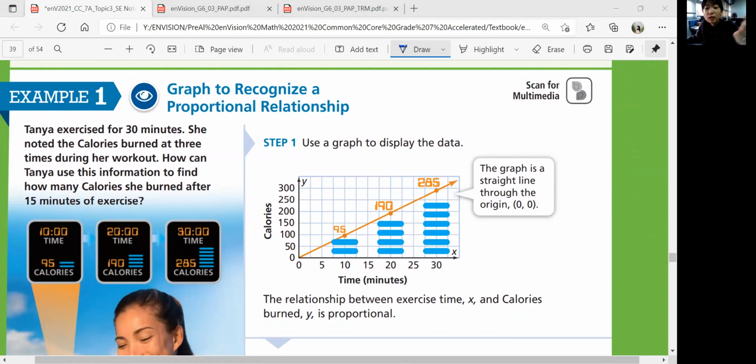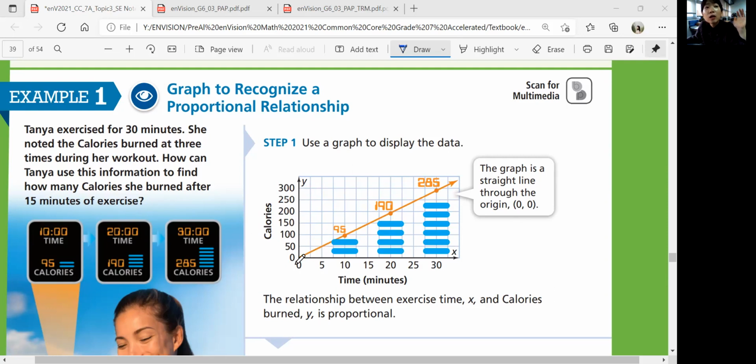So she checked her watch 3 times, and later she's going to use this information to estimate the average, right? The first time she checked was after 10 minutes. She started her exercise, 95. So that's 95 calories. After 20 minutes, 190, 30 minutes, total 285 calories burnt.